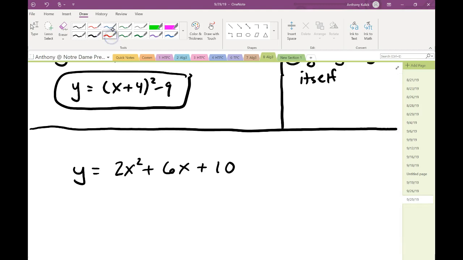So let's do this again, this time with y equals 2x squared plus 6x plus 10. The first step in the process says that we should try to make the leading coefficient 1. What do I need to do to make that leading coefficient 1? Divide both sides by 2. Everybody agree with that?